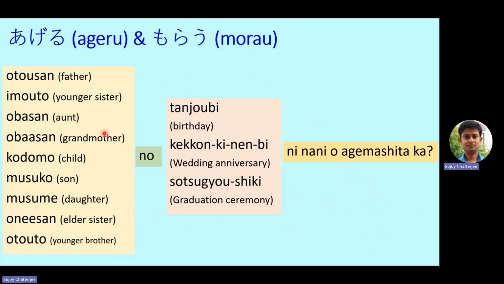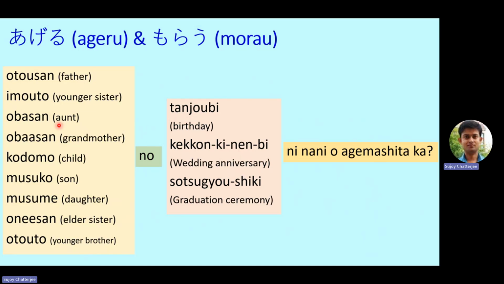So you can use the no particle, and these are the occasions. Tanjobi is birthday, kekkon kinenbi is wedding anniversary, and sotsugyo shiki is graduation ceremony. Ni nani o agemashita ka? That means, for example, if you say Otosan no tanjobi ni nani o agemashita ka? That means, what did you give to your father on his birthday?